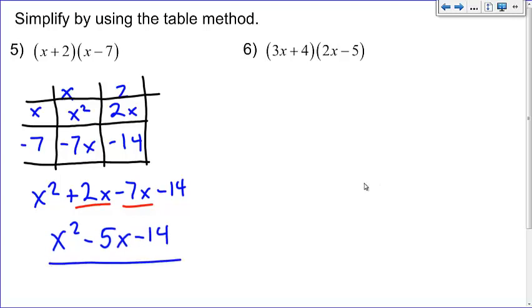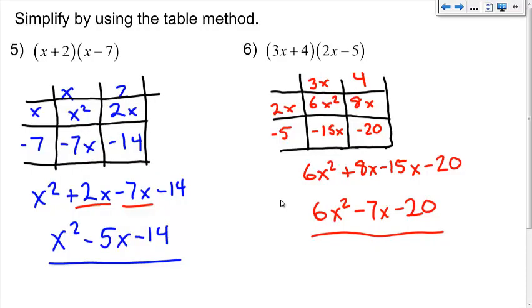All right, why don't you guys pause the video and do number 6 on your own. See how that table method works for you. Okay, you can see my work on number 6. Compare it to yours and see what you think.